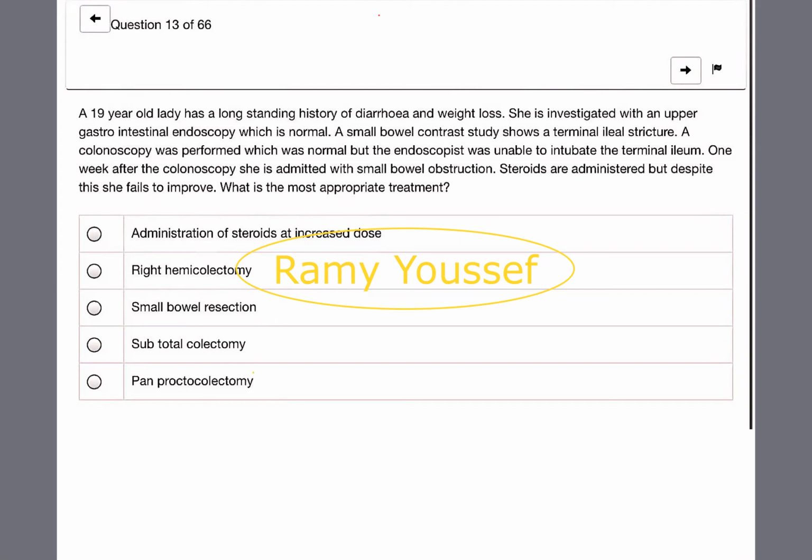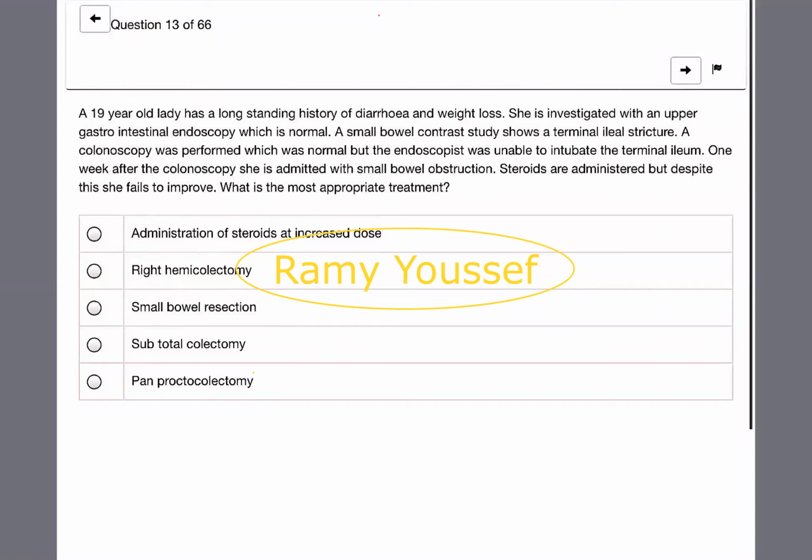Either right hemicolectomy or small bowel resection, because it's terminal ileum. So for terminal ileum, you can do a small bowel resection. Then B, right hemicolectomy. Exactly.